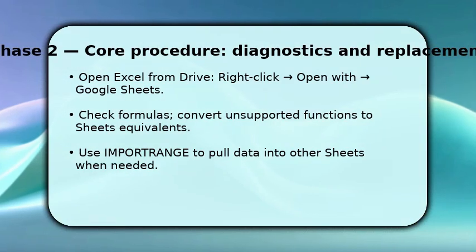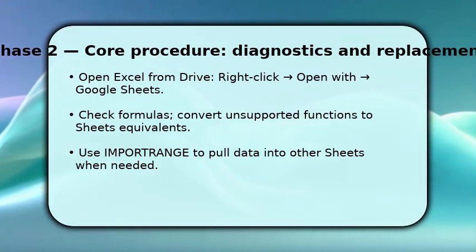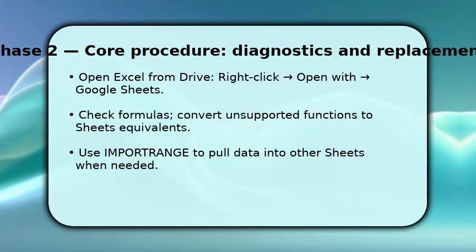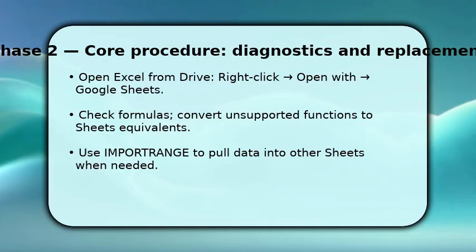Open the Excel file directly in Google Sheets by right-clicking in Drive and choosing Open with Google Sheets. This converts the workbook so you can edit online. Once open, check each formula. Excel-only functions may need replacement with Sheets equivalents, so scan for errors and adjust ranges.